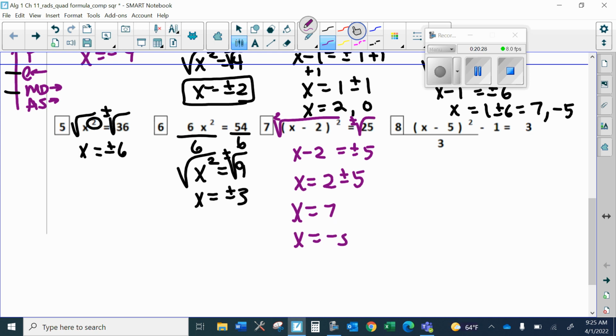So if you want to write them on 2 separate rows like that, you can. Make sure that you don't write it as a point. Those are 2 different answers. And again, you could check it by plugging back in and it works.